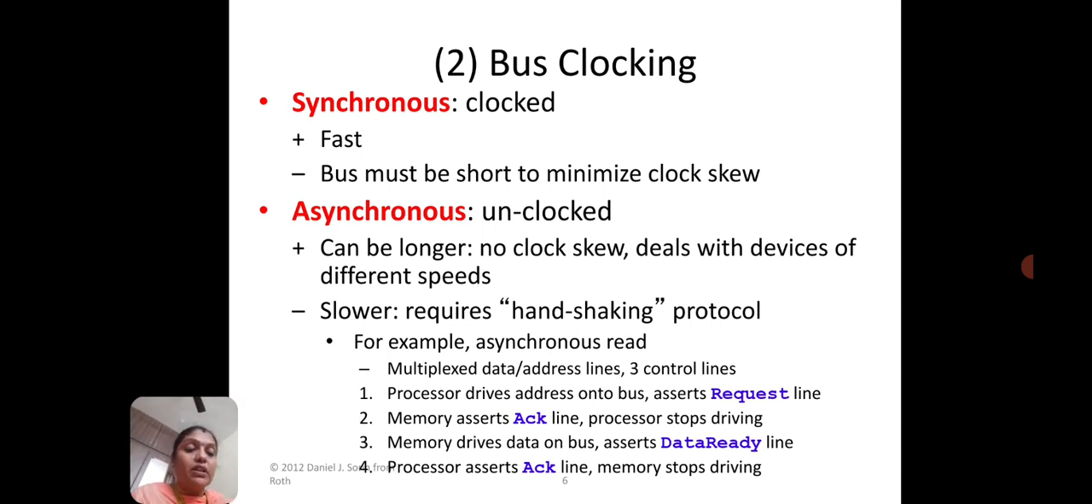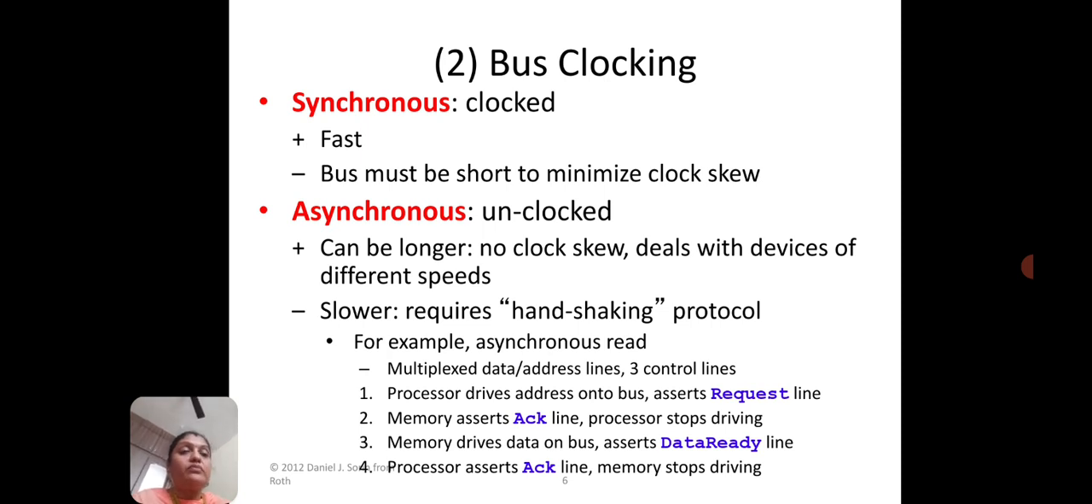The major disadvantage of this is the multiplexed data address lines. There are three control lines: processor drives address onto bus, so address request line; memory asserts acknowledge line; processor stops driving. So memory drives data on bus, asserts data ready line. Processor asserts acknowledge line, memory stops driving.